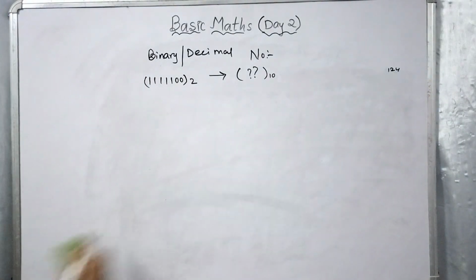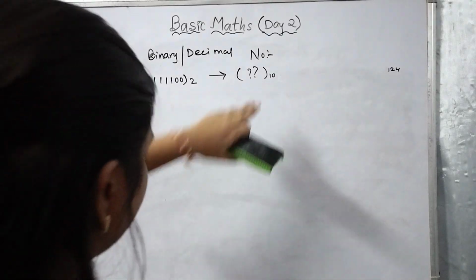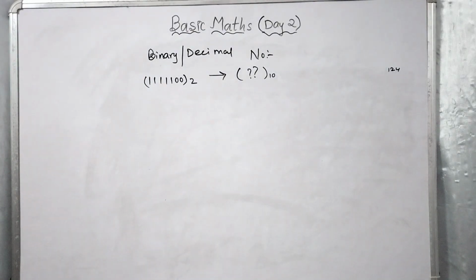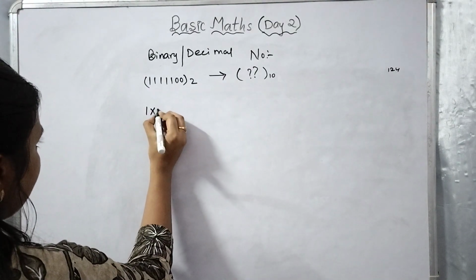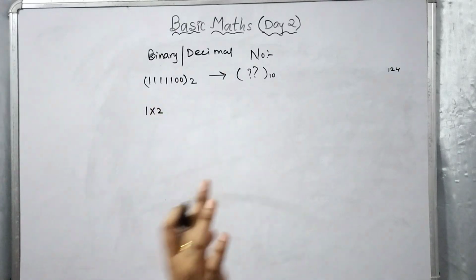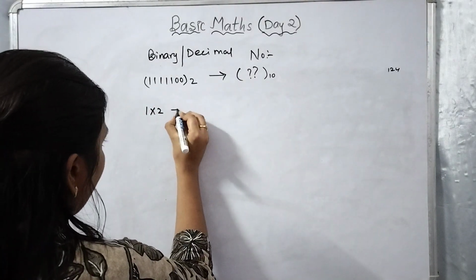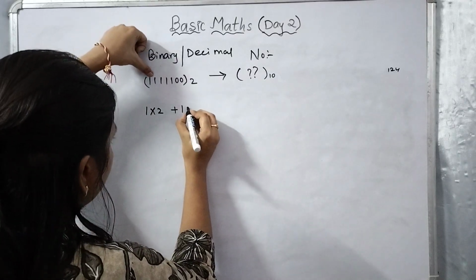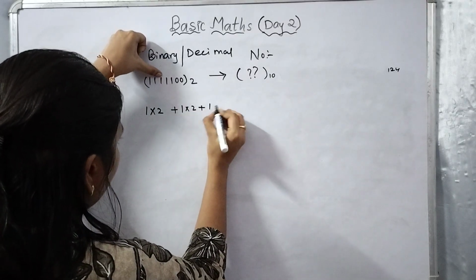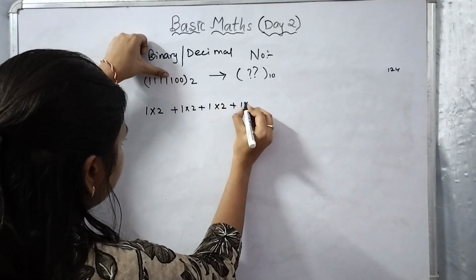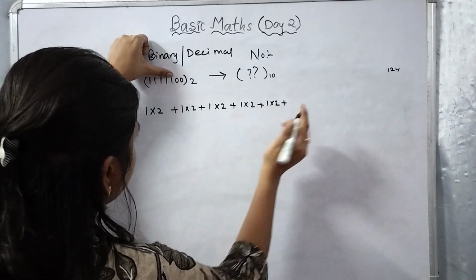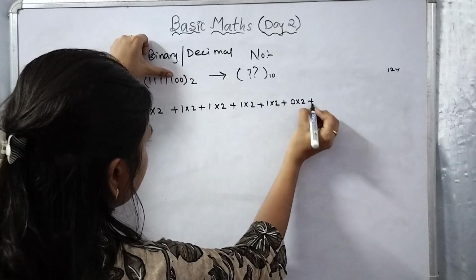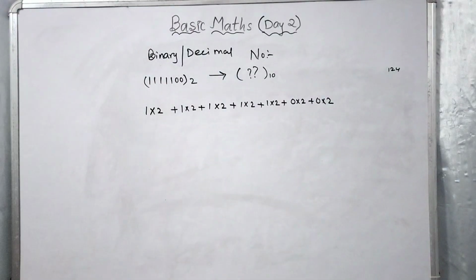Now I will teach you how we can convert binary into decimal. For this conversion, what you need to do is first write 1 and multiply it by 2. Keep it in this way. I will teach you how to add power. Add it up again. 1 into 2 plus 1 into 2 plus 1 into 2 plus 1 into 2 plus, how many? 1, 2, 3, 4, 5, and then 0 into 2 plus 0 into 2. This you have done. I don't think there is any confusion here.